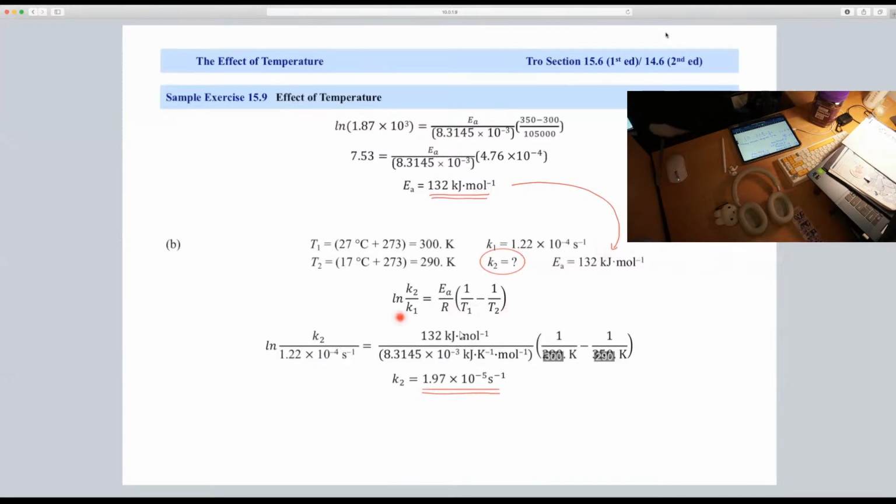So I'm going to go back to this equation. Once again, this is what we need to find. We know what K1 is, we know what T1 is, we know what T2 is, we know what the activation energy is, we know what R is. So we're going to put the values into this equation, and you can solve for it.